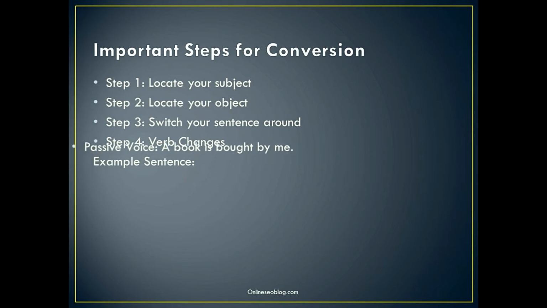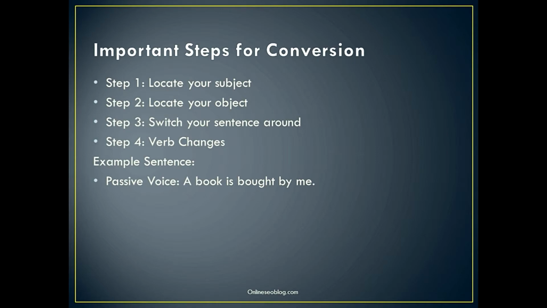We have a sentence that says, a book is bought by me. In step 1, we figure out that me is the subject. Then locate your object: book is the object. Before switching them around, the verb needs to change. The verb here is bought, the verb being something that we do. Its active counterpart says, I buy a book. Here I, the subject, now comes first, the verb changes to buy, and book, the object, comes second. So this is its active counterpart.